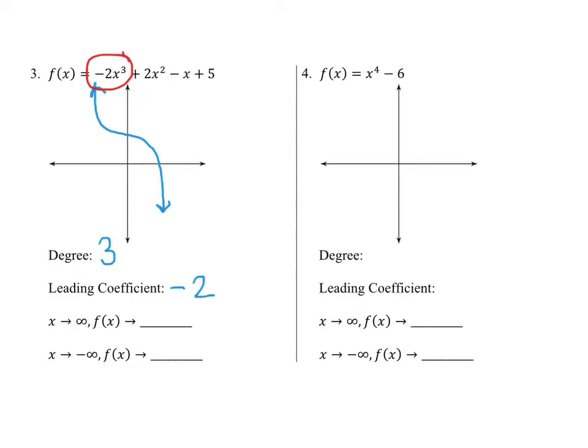For the end behavior, I'm going to look on the right. It's going down, and on the left, it goes up. So I'd say as x approaches positive infinity, f of x approaches negative infinity. And as x approaches negative infinity, f of x approaches infinity.